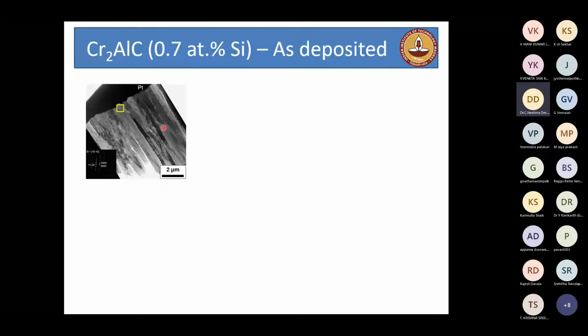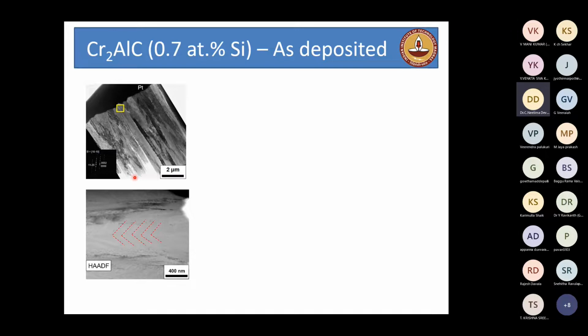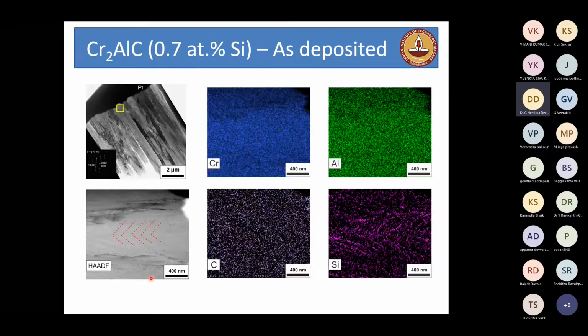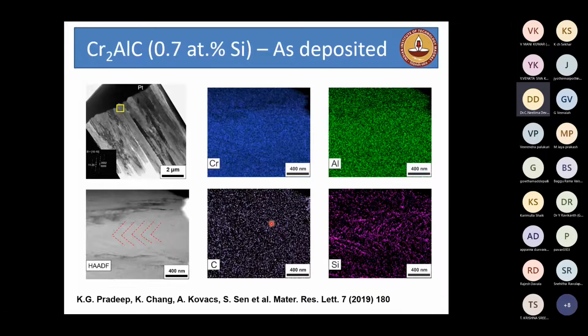Now take the case of the 0.7 silicon containing alloy and do the same thing. Zoom in on one of these regions and look in high resolution STEM mode. And again, you see the V-shaped features even in the 0.7 silicon added MAX phase. Now if you do the chemical mapping, suddenly you see that there is a V-shaped arrangement of silicon atoms present inside this MAX phase, whereas all the other elements are uniformly distributed. So now suddenly you realize that the silicon is not uniformly distributed across the entire volume. Rather, it is located along these uncharacteristic V-shaped defects which are present along the growth direction of the MAX phase thin film.